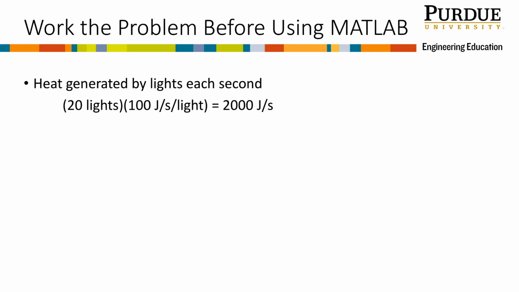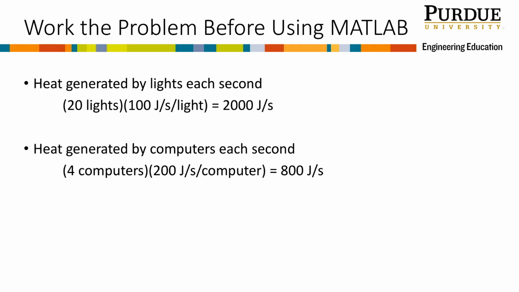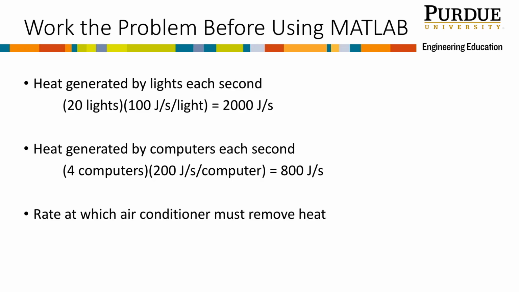Next, let's consider the heat generated by the computers per second in the building. Similarly to the first calculation, we take the number of computers in the building and multiply it by the heat generated by each computer, giving us 4 computers multiplied by 200 joules per second per computer, for a total heat generated by the computers being 800 joules per second. Finally, let's consider the overall rate at which the air conditioner must remove heat by summing the rates of each of the sources of heat. This gives us 2000 joules per second from the lights added to 800 joules per second from the computers, for a total of 2800 joules per second.